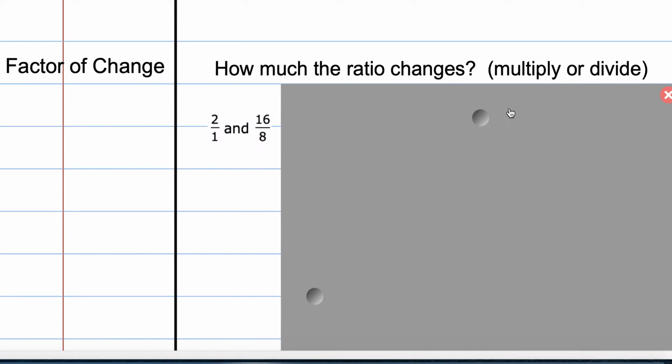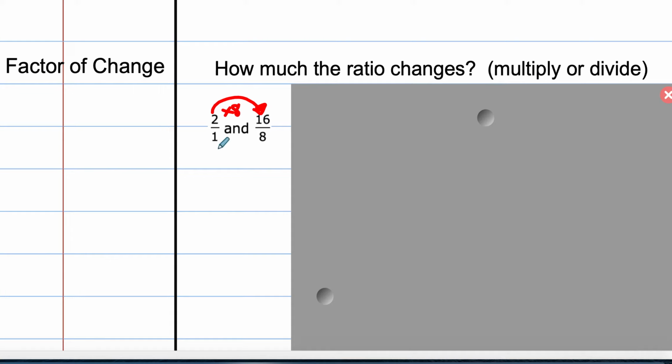So let's look at a first one here. First of all, I want to know, these are proportional because if I look, that's 16 and that's 16, but I want to know the factor of change. Well, how did I go from 2 to 16? The answer was I times by 8. And 1 times 8 is 8. So yes, they're proportional. And my factor of change would be 8. I got 8 times bigger.